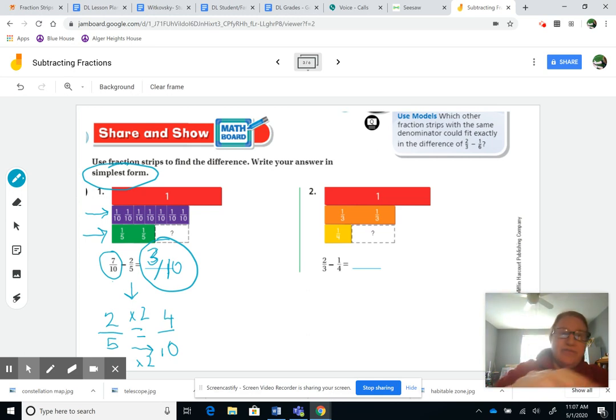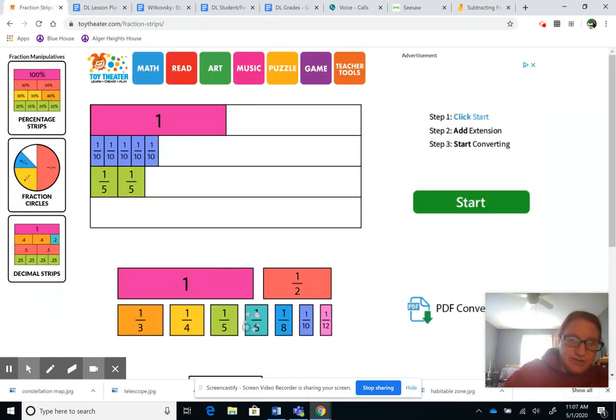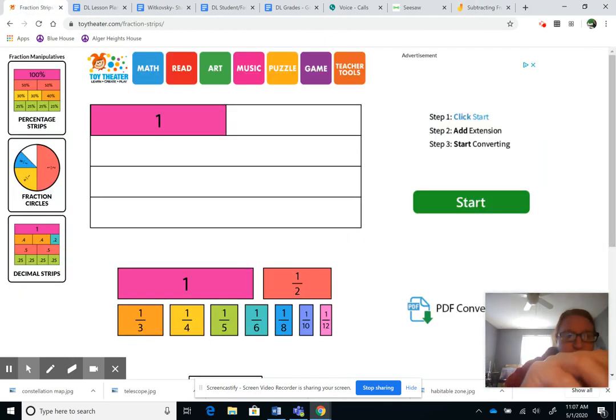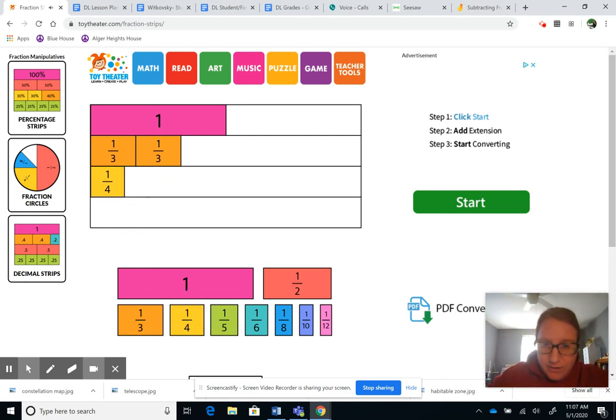2/3 minus 1/4. Let me go back to my fraction strips, clear this out. 2/3 minus 1/4. 2/3 minus 1/4. How much space is left? Well, let's start. Half is too big. Thirds don't fit. Fourths don't fit. Fifths are so close, but they are not exact, so don't use them.